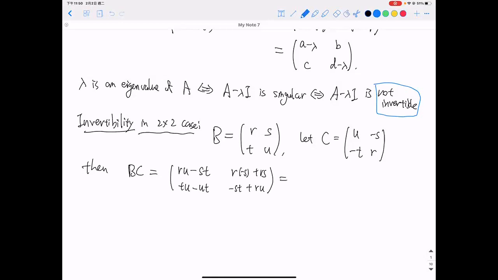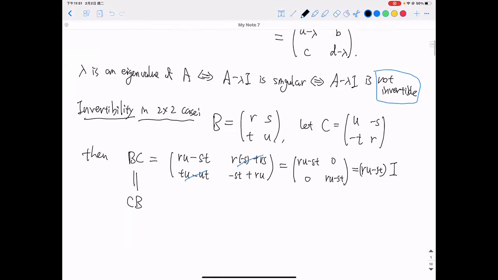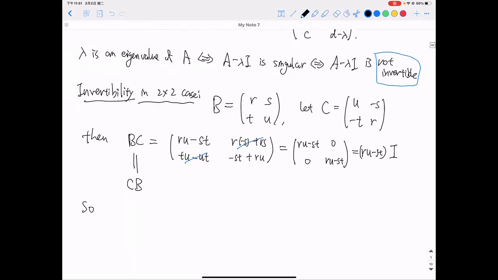And of course, these two are 0. And what we're left with is RU minus ST, 0, 0, RU minus ST. So this is RU minus ST times the identity matrix. And you can check that the same thing is true for C times B. So what does this tell us?